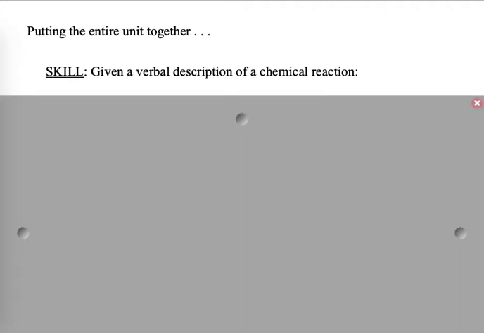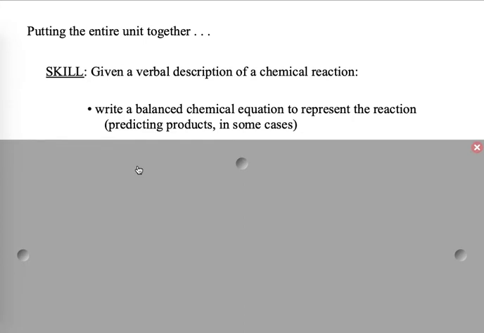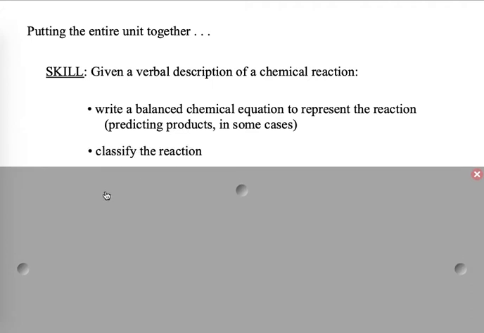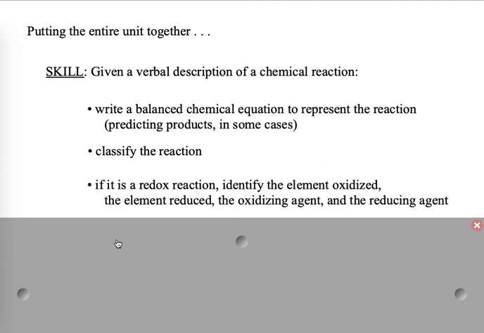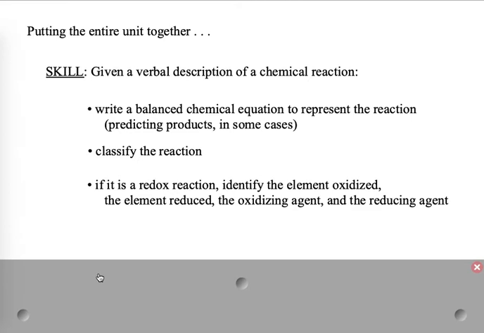So let's put the entire unit together. This is everything that we've covered from Chapter 8. I give you a verbal description of a chemical reaction, and you write a balanced chemical equation to represent the reaction, predicting products in some cases, in the 2 cases we just talked about. Tell me which category or categories it belongs to, and if it's an oxidation-reduction reaction, identify the element being oxidized, the element being reduced, and identify the oxidizing agent and the reducing agent.